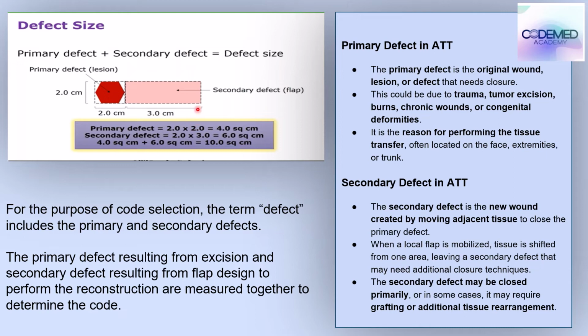So when I'm going to code for this, I will code the primary defect, which is length by breadth, that is 4 centimeter, and secondary defect, which is 3 centimeter by 2 centimeter, that is 6 centimeter. So I'll be coding directly for 10 square centimeter. And since it includes the primary defect, we don't have to code excision separately. This is a very, very important concept. Once you understand, you will never make any mistake.